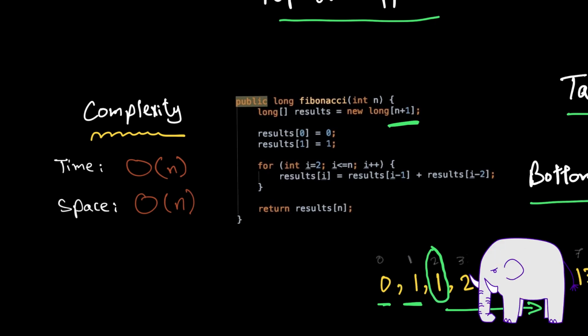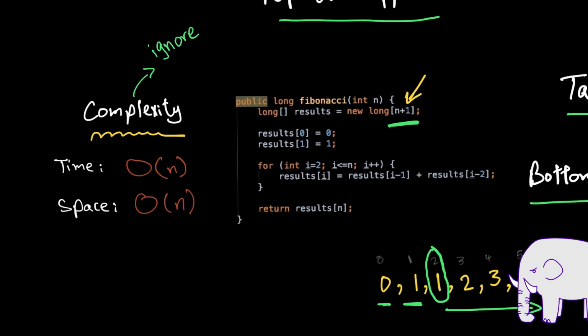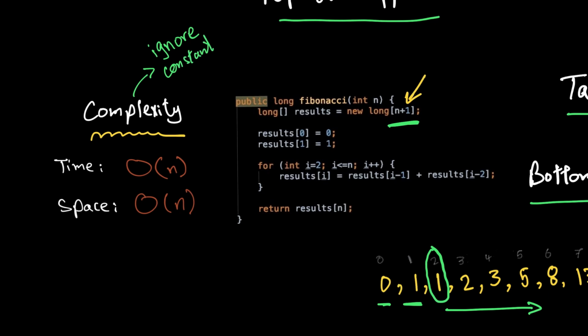No, we store n plus 1 results. The array has a length of n plus 1, so we should have a space complexity of O of n plus 1. Yes, Phanto, but with complexity we ignore constants. It doesn't really matter if we are going to do one more iteration at the end. In computing complexity, we only care about the significant parts. We are going to explain how to calculate complexity in another video.